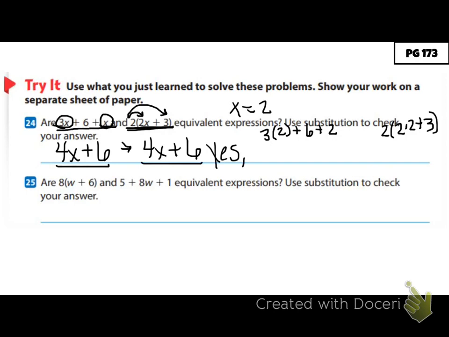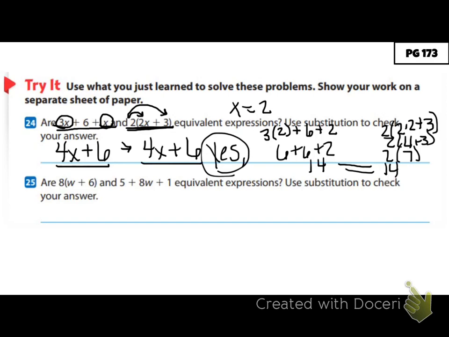So now I can simplify. I'm going to start over here. 3 times 2 is 6 plus 2. So then I know 6 plus 6 is 12 plus 2 is 14. Here, I'm going to start in my parentheses. 2 times 2 is 4. Bring everything else down. Then I'm going to stay in my parentheses. 4 plus 3 is 7. Bring everything else down. And 2 times 7 is 14. 14 and 14 are equal. So yes, I am correct. They are equivalent.